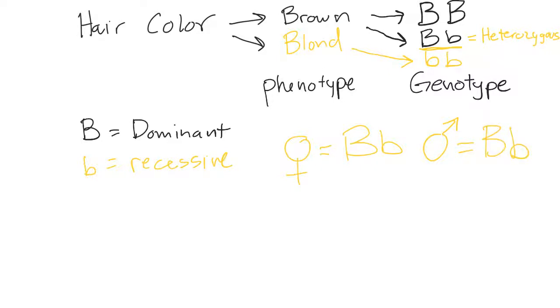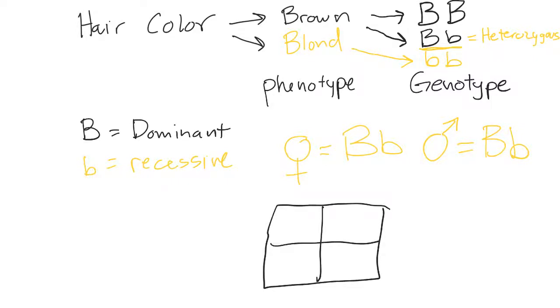And what color is their hair? Brown. Good. All right, what color hair will their children have? Okay, well, let's do a Punnett square. So for a Punnett square, you're going to put one parent and their possible genotypes across the top, and the other parent with their possible genotypes across the side.